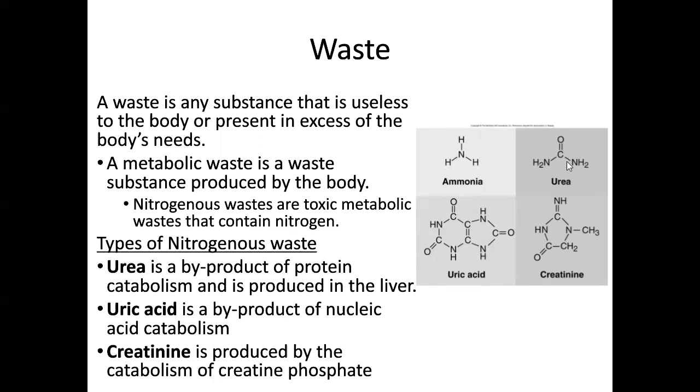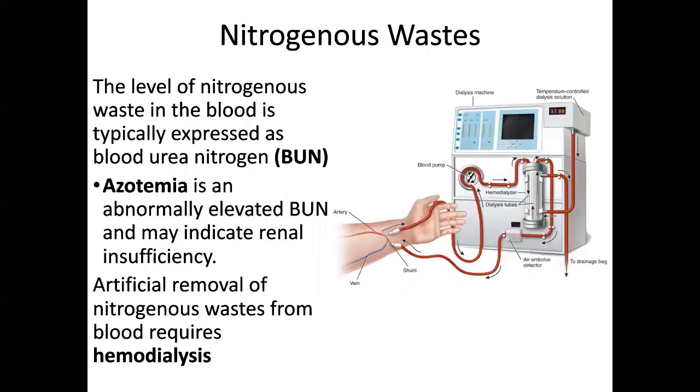Remember, that's what we form when we convert ammonia to its less toxic form, which is what urea is. Uric acid is a byproduct from the breakdown of nucleic acids. This, if not removed from the body, can lead to things like gout. I'm sure you've heard of gout before. And then creatinine is produced from the catabolism of creatine phosphate, which, if you don't remember, creatine phosphate is one of those energy substrates that our muscles use to make ATP. And as a byproduct, we're left with creatinine. If your body fails to remove its nitrogenous waste, that can be very, very detrimental to your health.